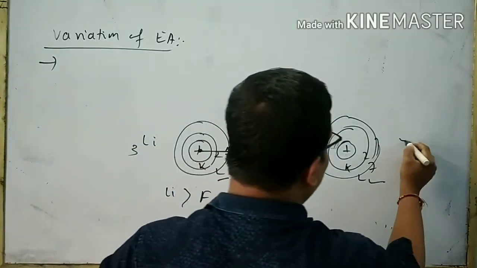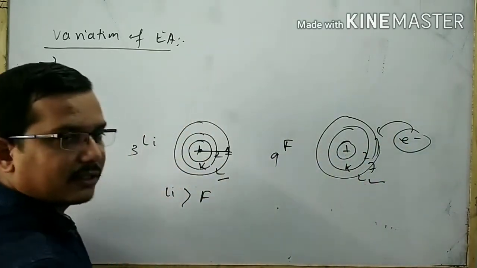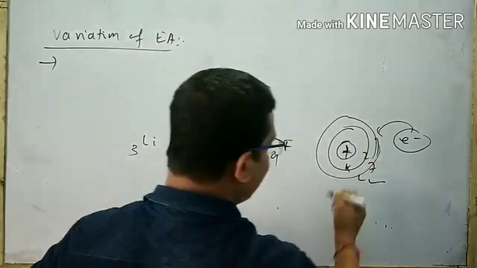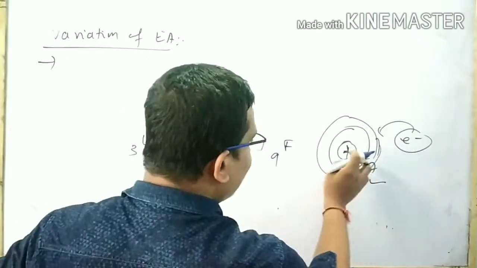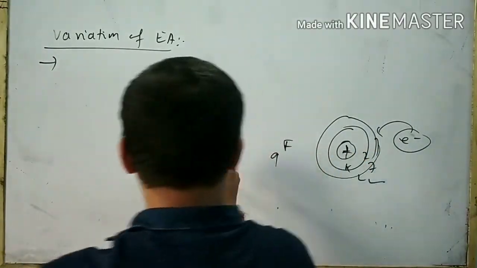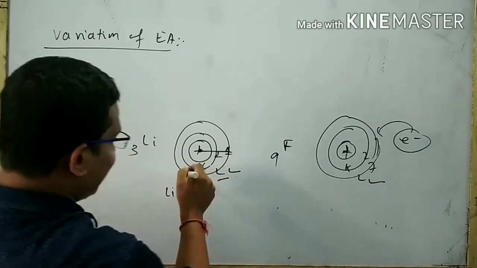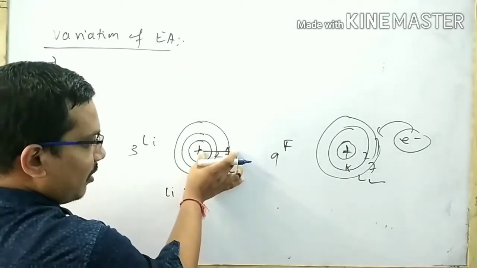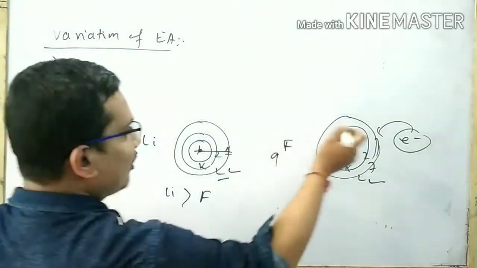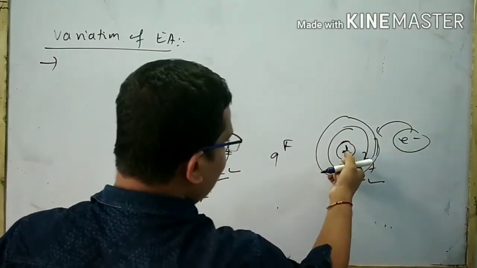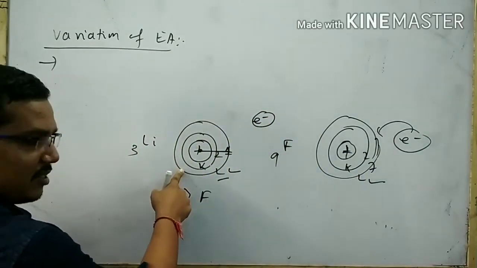But when I add an electron to fluorine, fluorine will attract the added electron more because it has more effective nuclear charge due to the small size. The electron is closer to the nucleus as compared to the lithium atom, because the L shell in lithium is far as compared to the fluorine atom. So here the added electron is more attracted by the nucleus as compared to lithium.